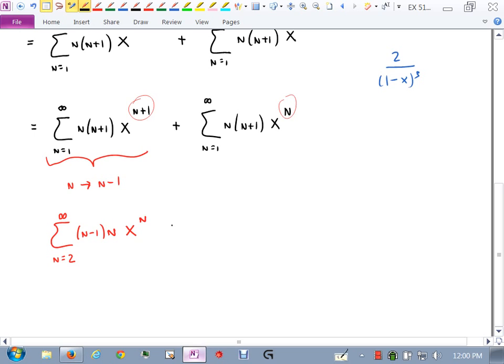Now my other series, I'm not going to touch that one. Now they both have x to the n. Do you agree? But what problem have I created? One starts at 2, the other one starts at 1, right? I want them both to start at 1 or both to start at 2. So watch this again. It's not magic, it's just clever, okay?